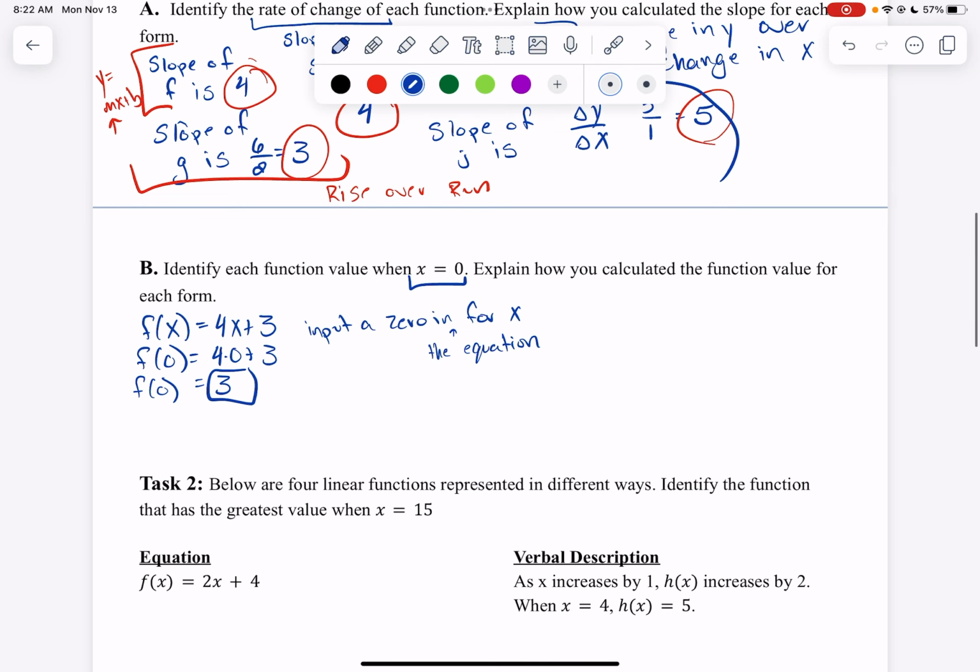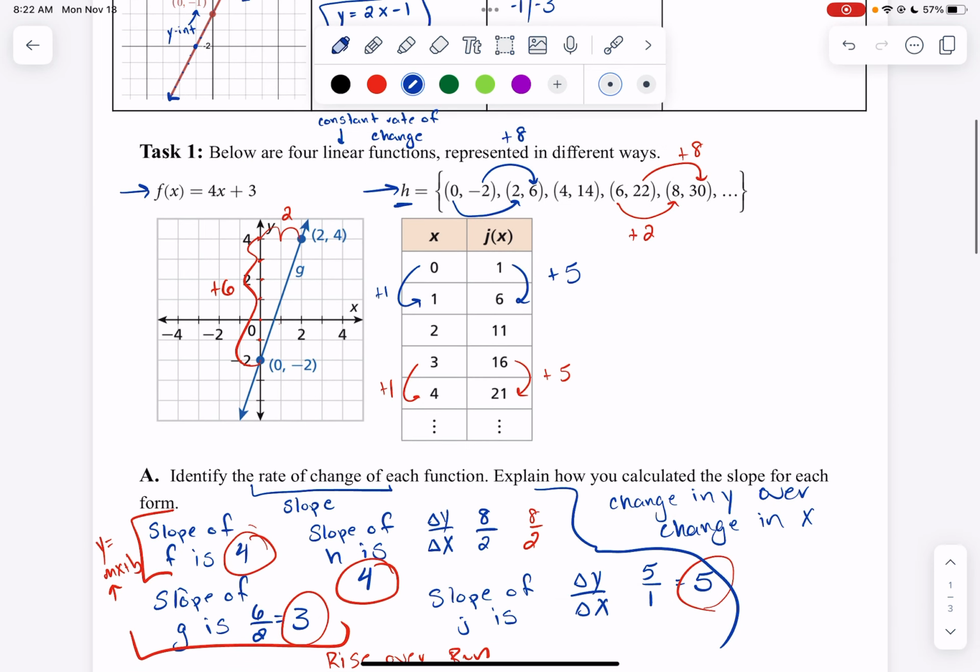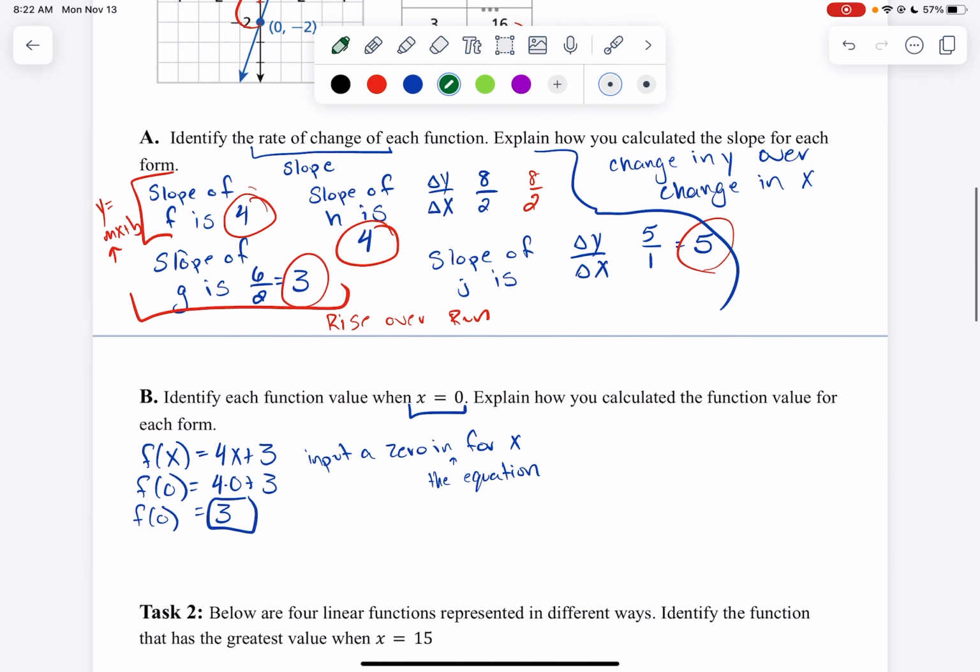Okay, so next, we want to do h. Okay, let's look at h here. We want an input of 0. Well, there it is. The output is negative 2. So h of 0 equals negative 2.